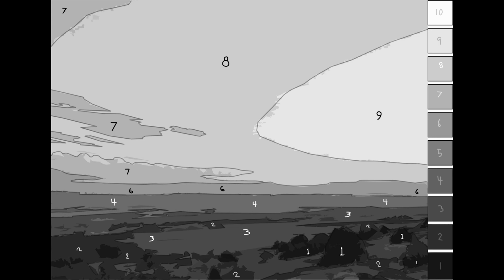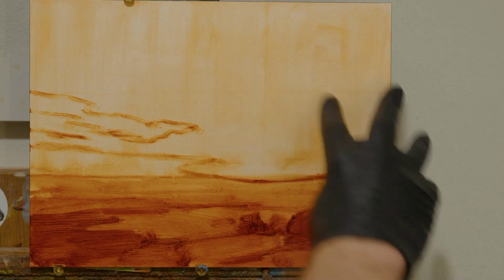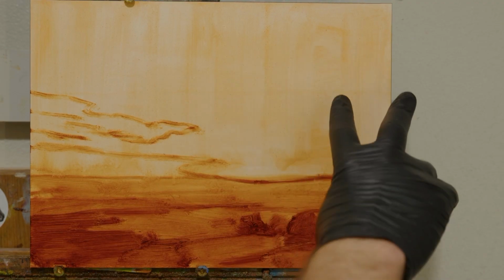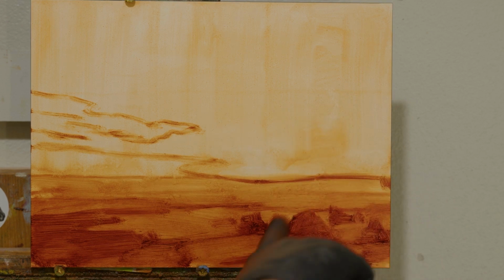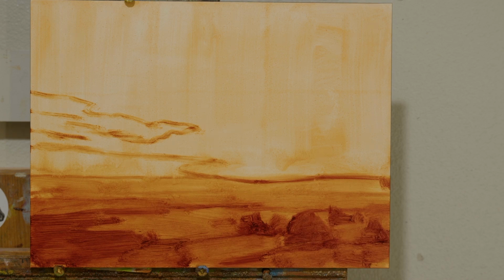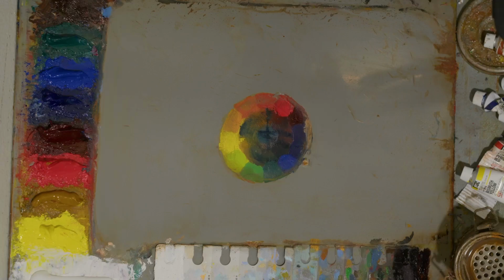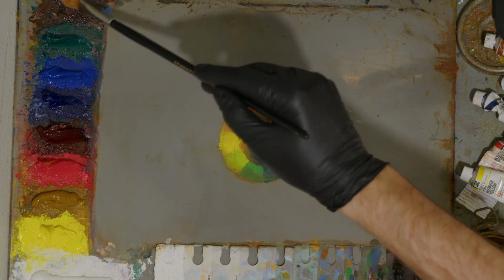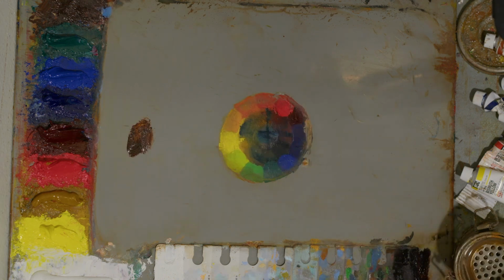Okay, so that means that this is going to be somewhere in here. We're going to put our lightest light, and then we'll have that tree right there, our darkest dark. So let's start with our darkest dark. Before I do, I'm going to put out some paint, and take some transparent red oxide.